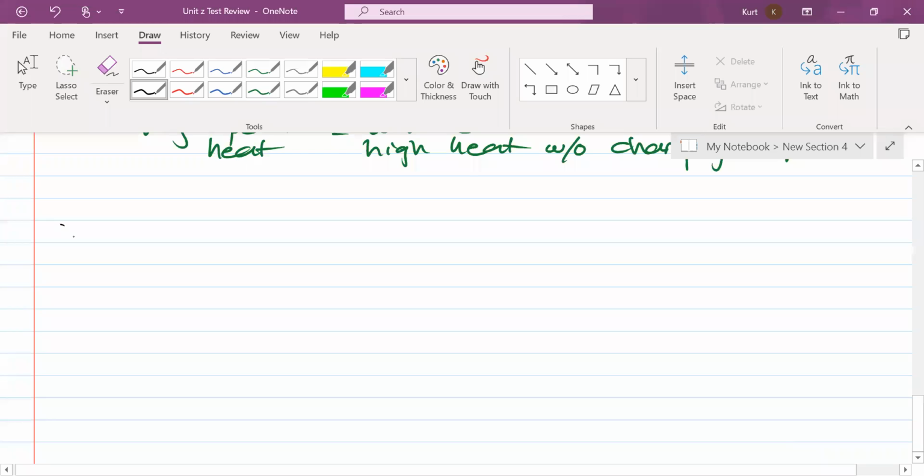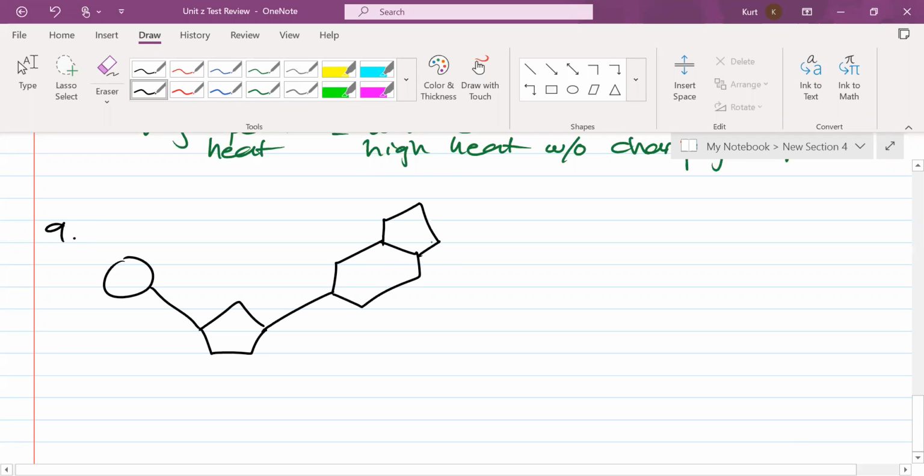Okay, number 9. Draw a nucleotide. Label the phosphate, sugar, and nitrogenous base. You could have drawn this the easy way or a little bit of the hard way. Here's the easy way. P for phosphate, S for sugar, N for nitrogenous base. Now take a look at that nitrogenous base. Does it have 2 rings or 1 ring? 2. So is it a purine or a pyrimidine? It's a purine. What are the possible purines it could be? It could be adenine or it could be guanine.